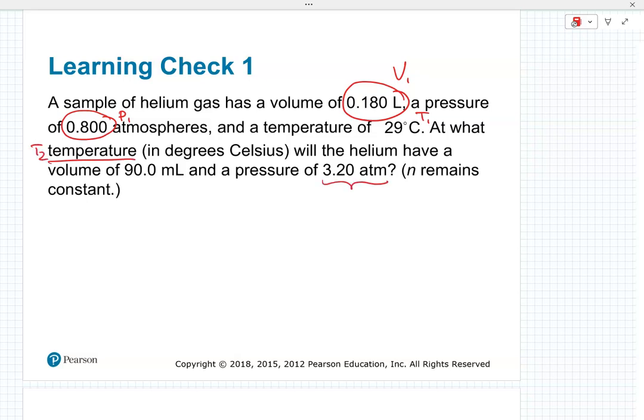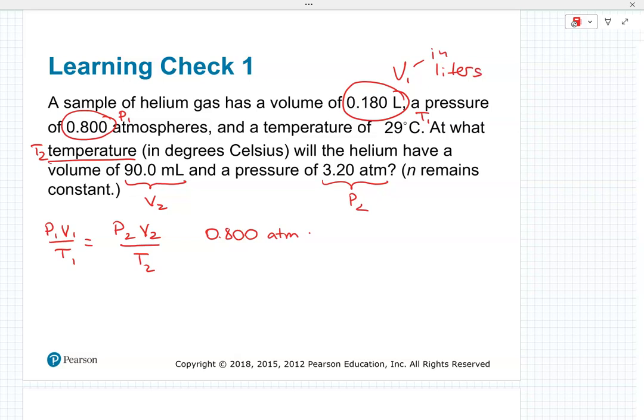We do have P2 and V2. So I want you to tell me what to write here. Go ahead. 0.8 multiplied by what? Good catch. You see that? This unit is liters. You see that? 0.180 liters.